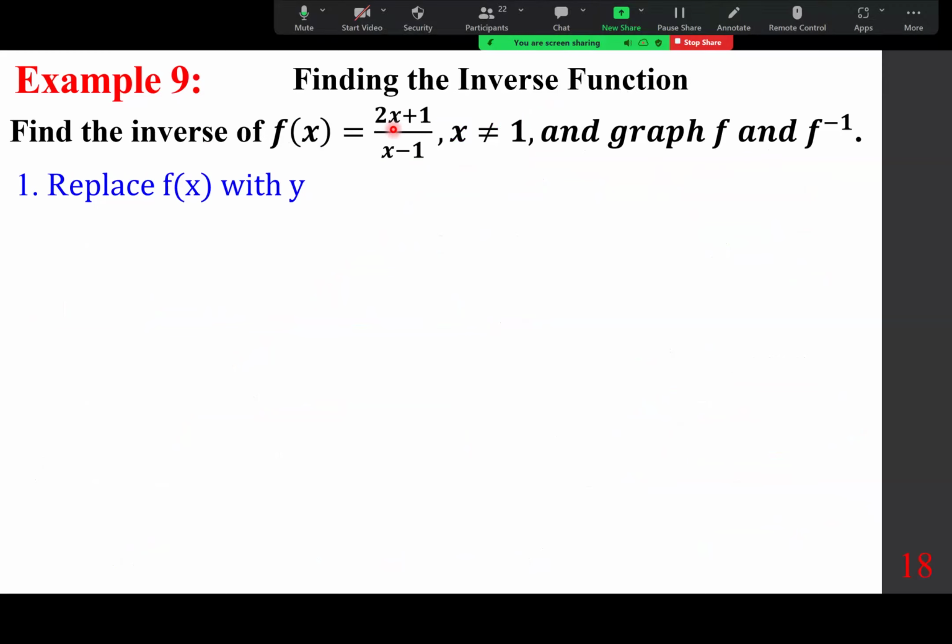Find the inverse of f of x, where f of x is 2x plus 1 over x minus 1. Obviously, x can't be 1, right? Set the denominator equal to 0 and exclude it, and graph f and f inverse.